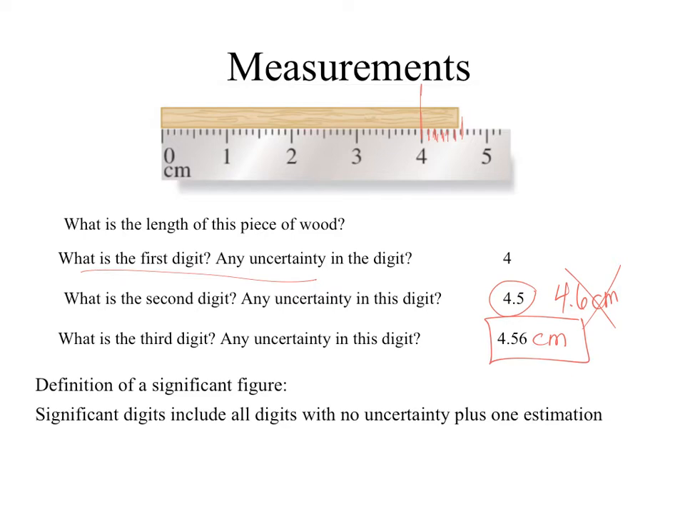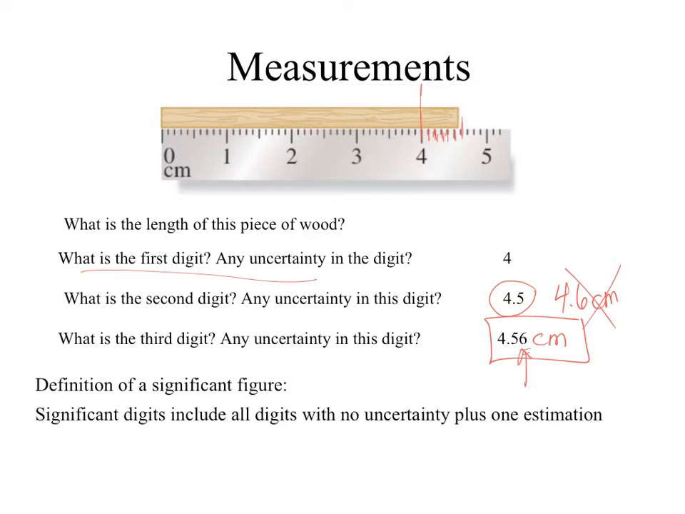So this particular ruler has hash marks every 10th of a centimeter, every 0.1. So I know with certainty it's at least 4.5, and I'm going to estimate the last digit. Now, when you read that ruler up against that piece of wood, you may have said, I think it's 4.58, or maybe 4.54, or 4.59. The last digit is going to be different depending on the scientist, that's you in this class, who's reading it, and that's okay. You would be marked wrong if you didn't have the 4.5 with another number.